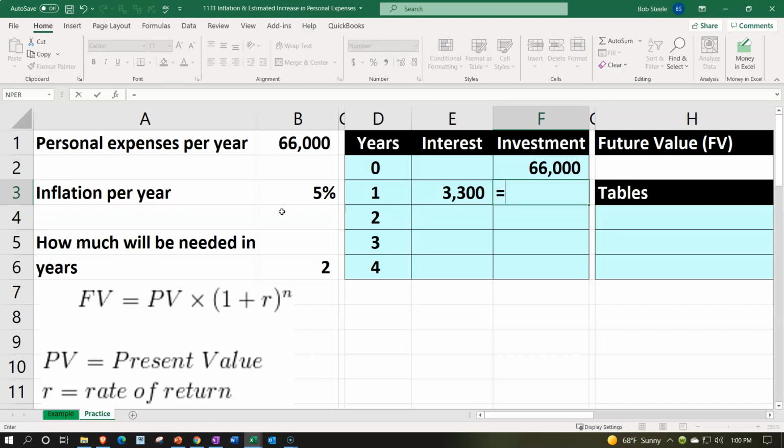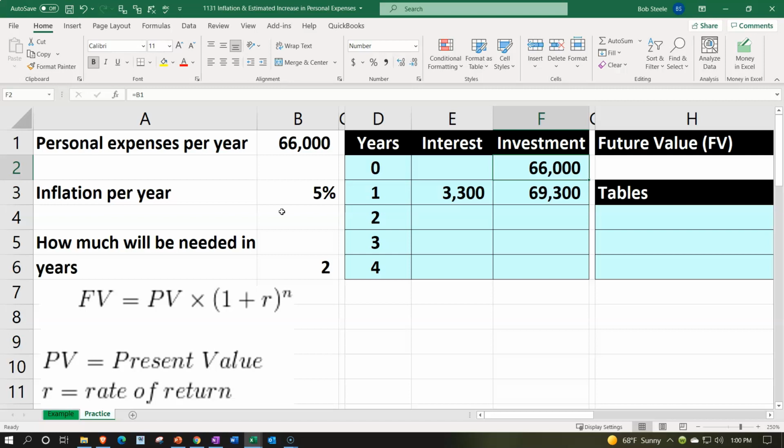So that means that we had 66,000 before, and now it's going to cost us another 3,300 after year one. If there's 5% basically inflation, that means it's going to take $69,300 to purchase the same stuff that we purchased last time, like food and gas and whatnot, or personal expenses that cost us the $66,000 last time.